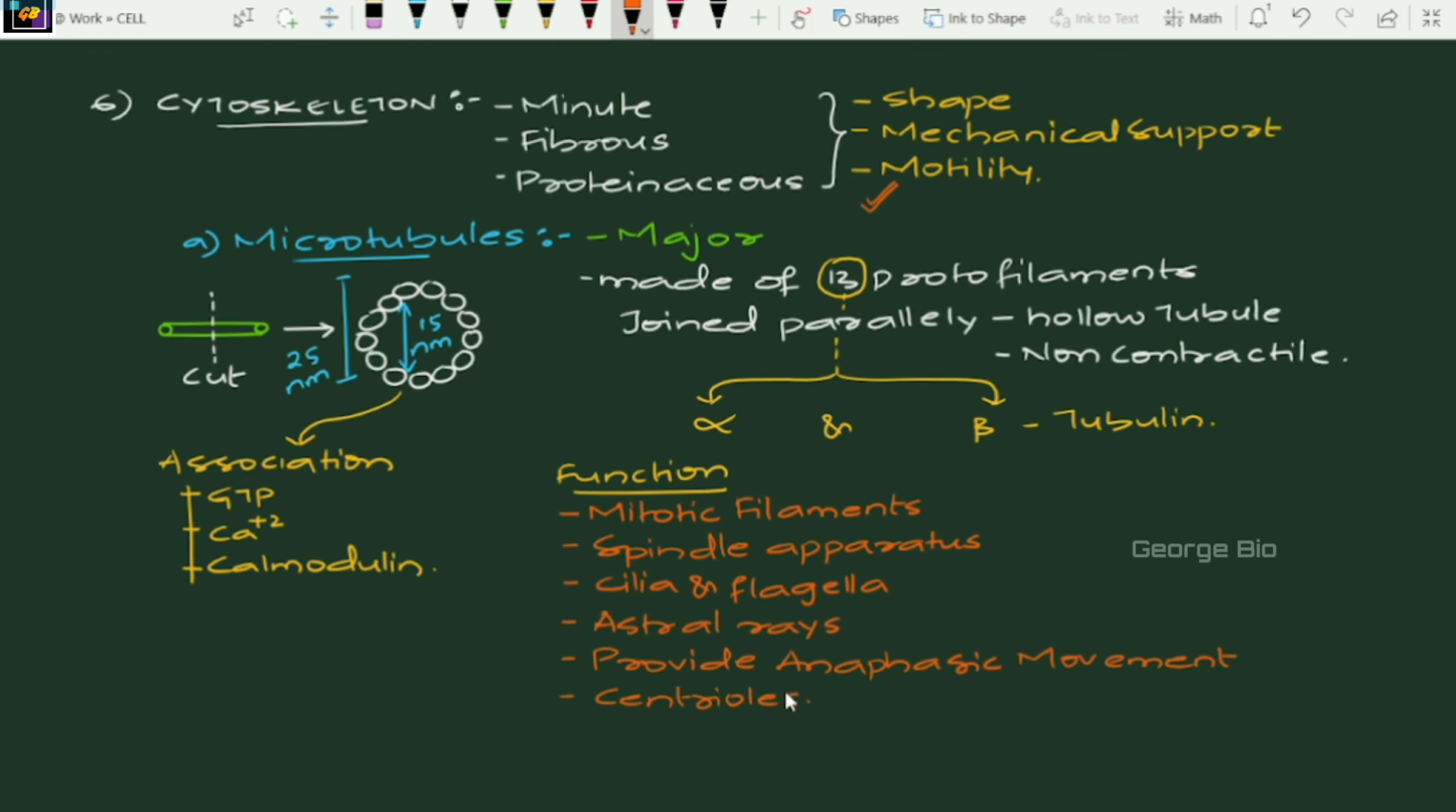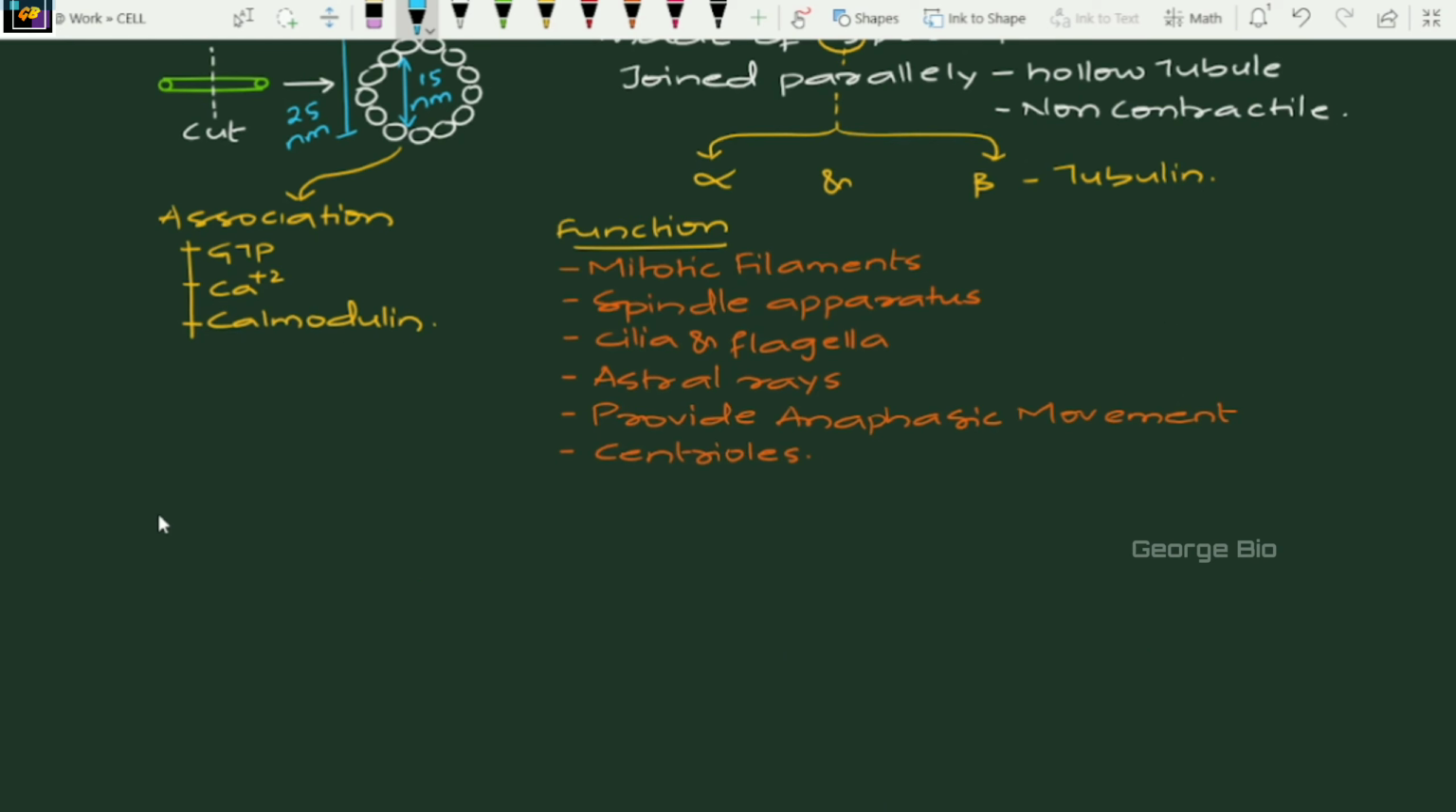Now this is about microtubule, and I already said why microtubule we have to elaborate more. Why? Because at many places its application will be asked. And this is the major cytoskeleton member. Number B, the second cytoskeleton member, that is microfilaments.